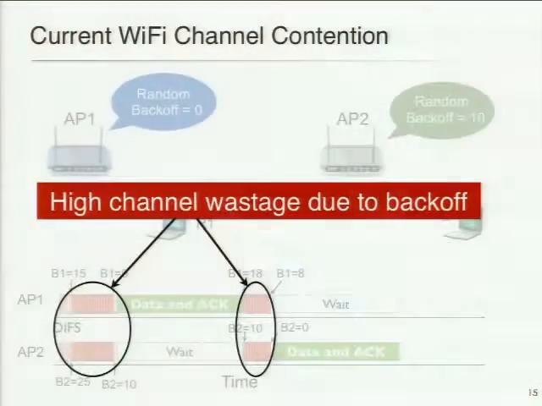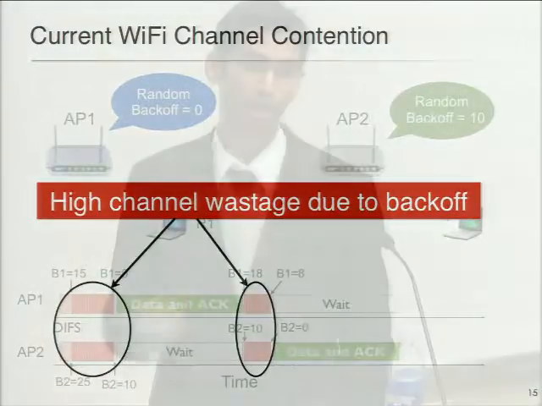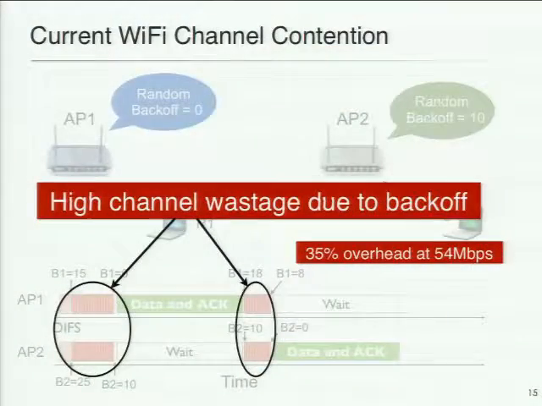Now this is great, and this is what is running in all our laptops now. But there is a problem. The problem is, during all those red intervals of backoff, the channel has to remain idle. And that causes a considerable amount of channel overhead. And to give you some perspective of how much overhead we are talking about, at 54 Mbps, almost 1/3 of the time the channel has to remain idle due to backoff.